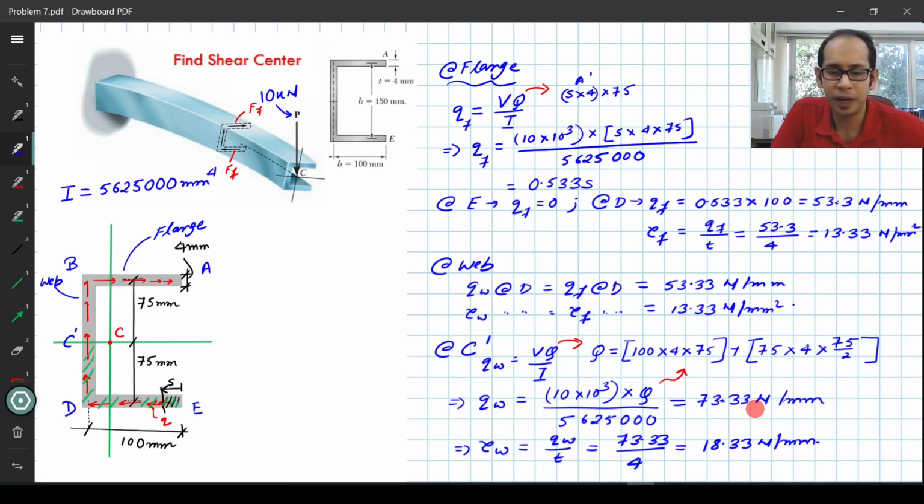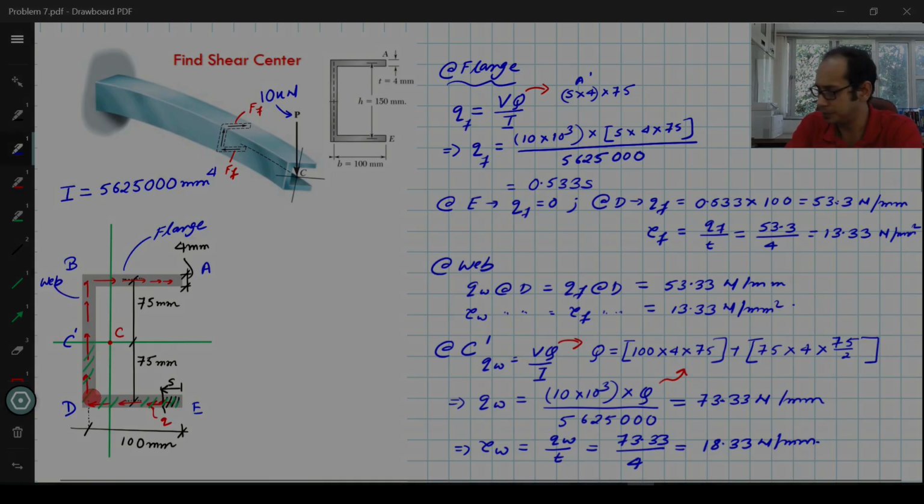Now that I have found the values of the taus, my final objective is to find this force in the flange which is over there. Actually I need not have found this one to calculate the shear center, but simply for demonstration I've calculated everything. Let me go ahead and draw the distribution of the shear stresses across all the faces.